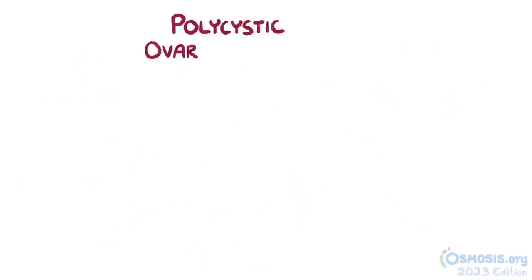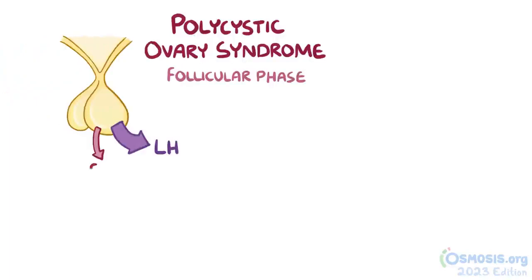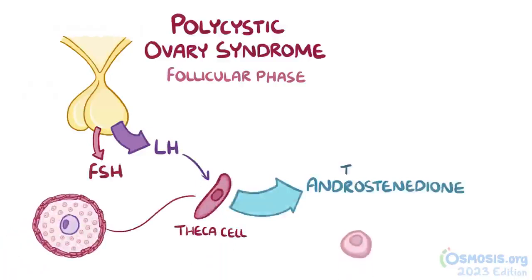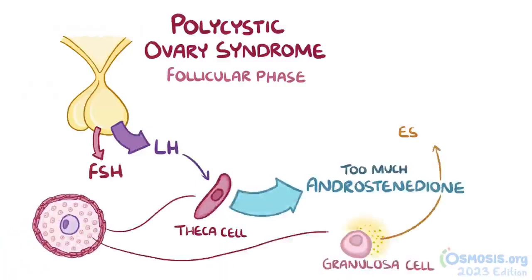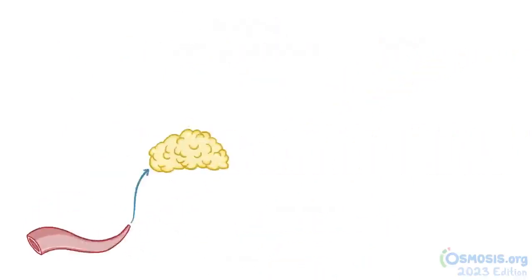Now, while polycystic ovarian syndrome affects the whole menstrual cycle, it really starts with a breakdown in this follicular phase. In polycystic ovarian syndrome, the anterior pituitary makes too much LH, at least double the amount as FSH. Excessive LH causes the theca cells to produce excess amounts of androstenedione, way too much for those granulosa cells to convert. The excess androstenedione flows into the blood, and some of it gets converted into estrone by aromatase in fat, or adipose tissue.